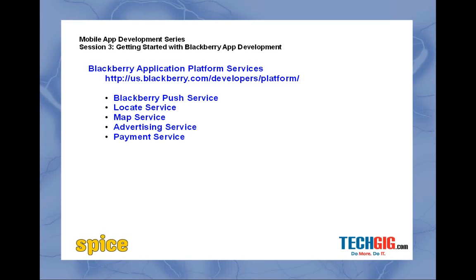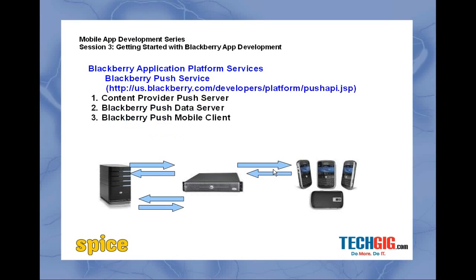Nowadays, Research In Motion, BlackBerry, calls all the services platform services. The special link is us.blackberry.com/developer/platform. It's called BlackBerry Application Platform Services. It contains push services, location services, map services, advertising services, and payment services. The last four were added in the last 2-3 years after the App Store. I will cover the push service, how it works, and what needs to be done around it at a high level, leaving something for the advanced level.